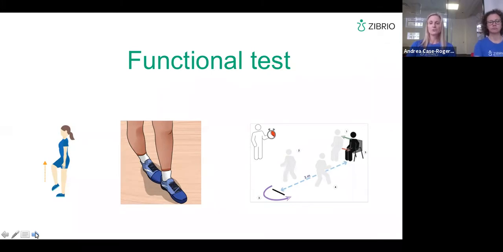So functional tests, these are all useful. They tell you some information. Just as you're watching your client, you can see, do they have smooth patterns? Do they have a limp? Are they a little bit crooked with their posture? Where are they putting their gaze? So many things that you can gain from watching your client. The functional test has its place, but it is very limited.